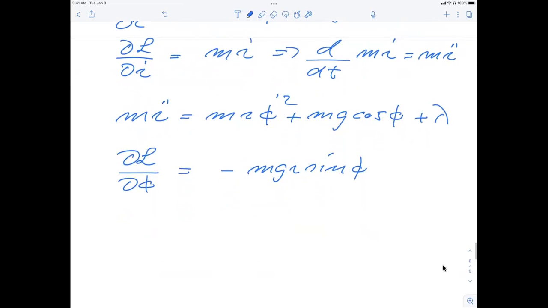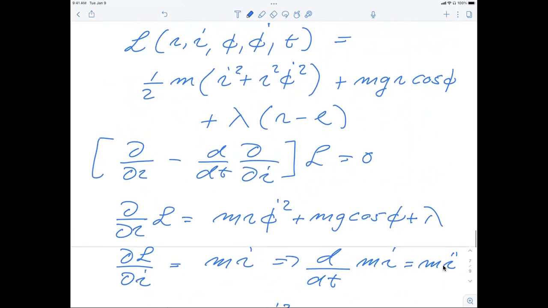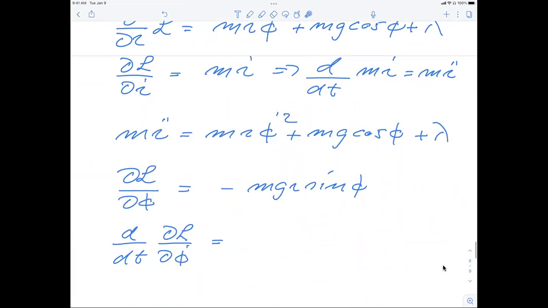And then we can take the derivative with respect to time. So we will get dL/d phi dot. If we go back to the Lagrangian, we see that what we have is a dependence on phi dot, which comes in here. And that's the only place where we have it. So that's going to be given by m times r squared multiplied with phi dot.